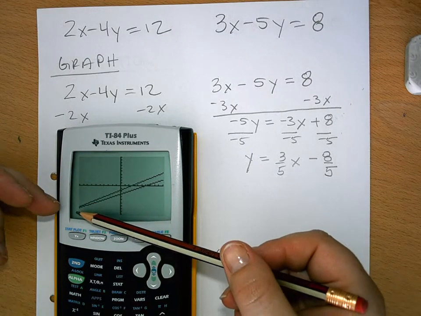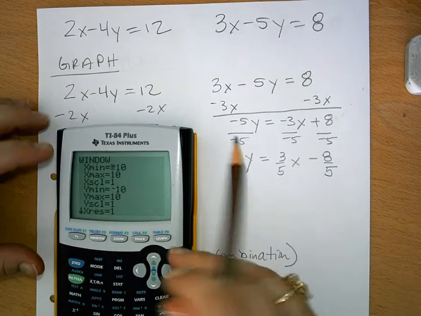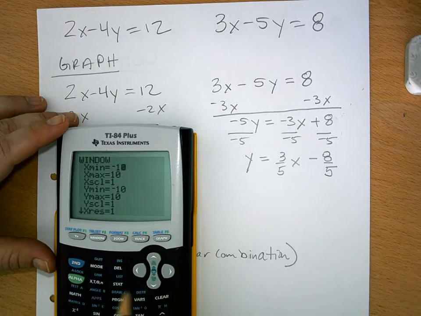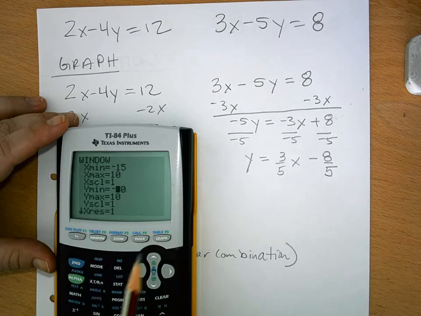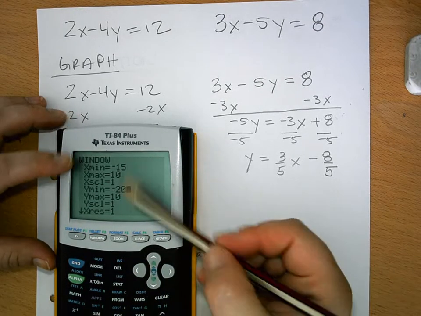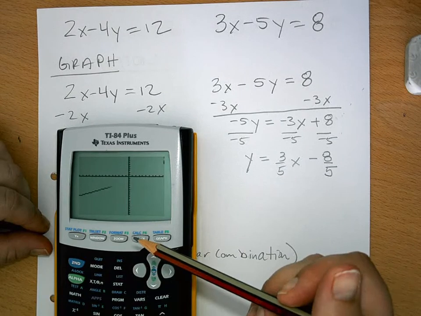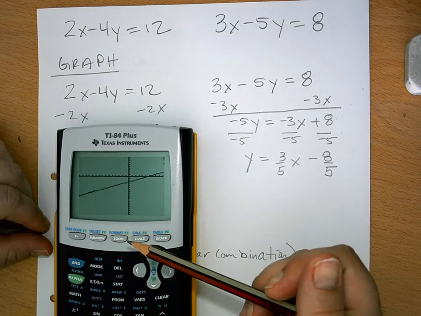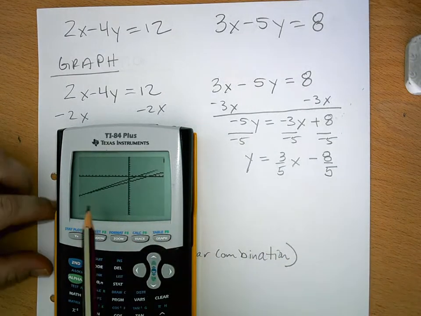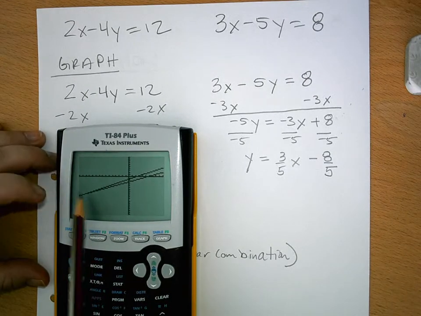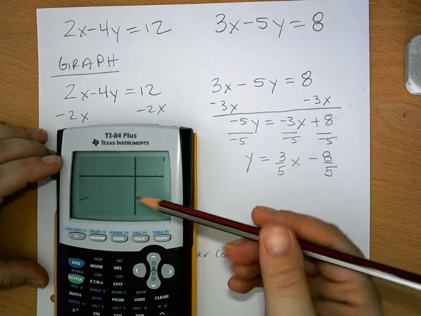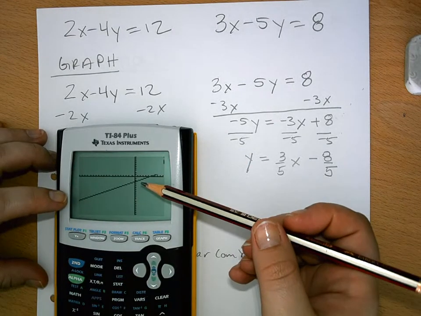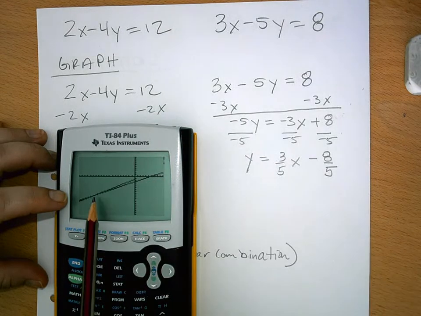And so what you want to do is change your window so that you can actually see the intersection. So I'm going to decrease both the y min and the x min so that when I graph it again, the intersection is clear. I'm going to actually do this as -20 as well. Now, when I graph it, the intersection is clearly within the window. You can see it right there.